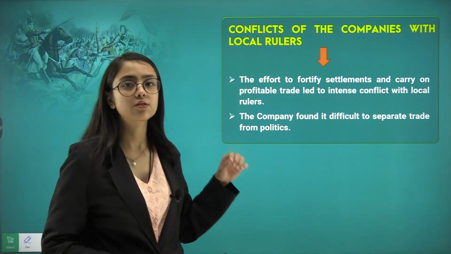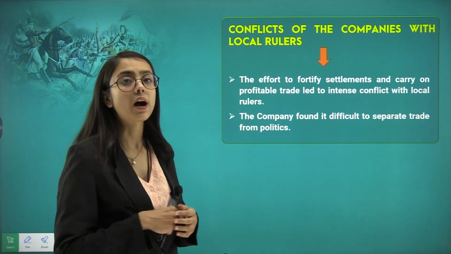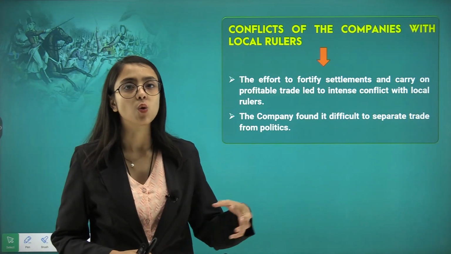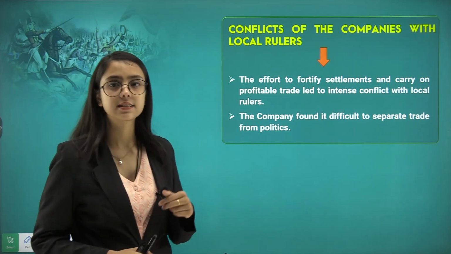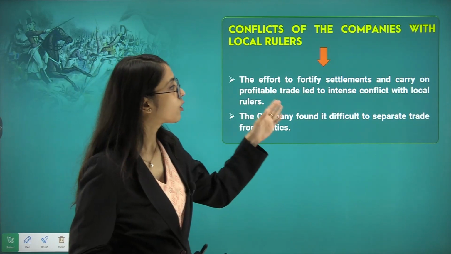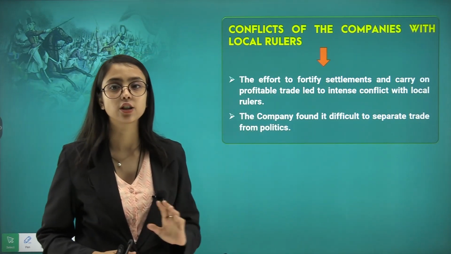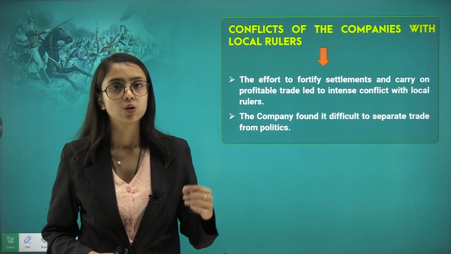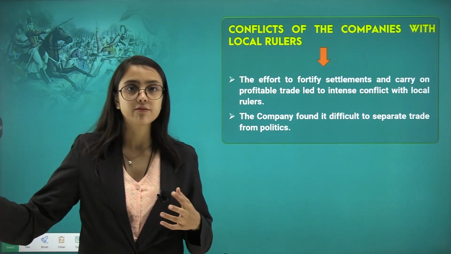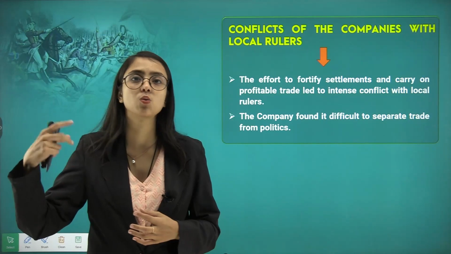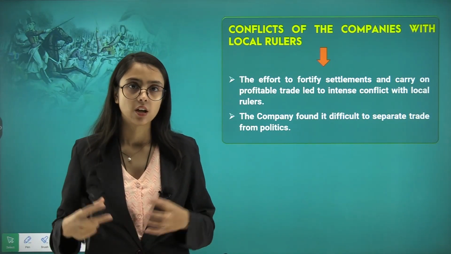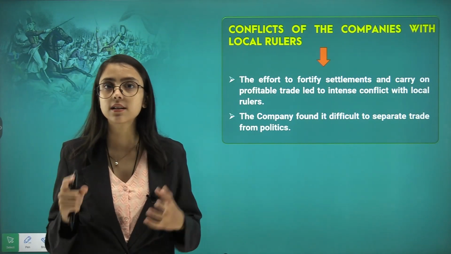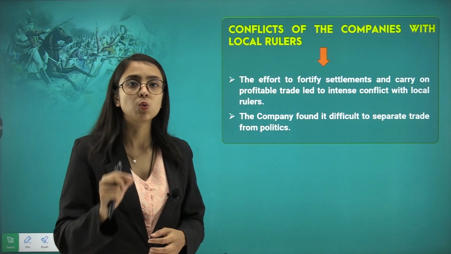Conflicts of the companies with local rulers. So apart from that, there were also conflicts of these companies with the local kings and rulers. Let's have a look at that. The effort to fortify settlements and carry on profitable trade led to intense conflict with the local rulers, because of course if some foreigner, some person who is not a native, is coming to India, to your land, and building forts, that does not reflect good on the ruling party.